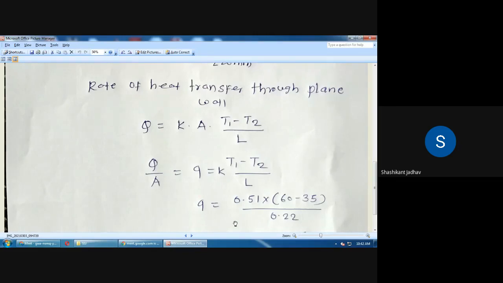Okay, so this is about the simple problem of heat conduction through the plane wall. Okay, so in the next lecture we will solve some other problems related to the plane wall, then overall heat transfer coefficient, then thermal resistance. Those problems we will solve in the next lecture. Okay, so thank you very much. All of you put your roll numbers in the chat box.